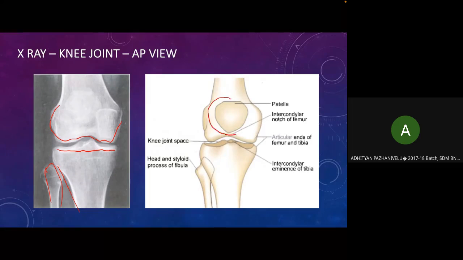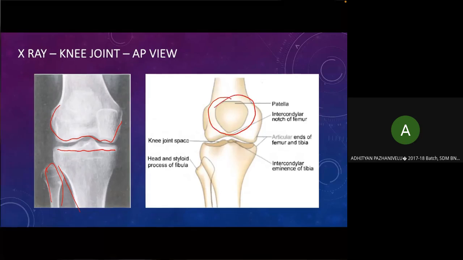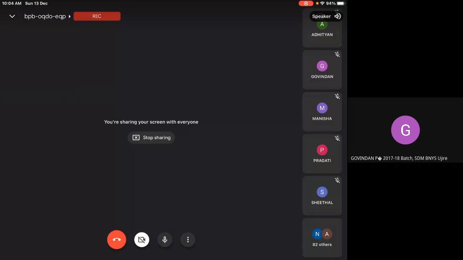This is the patella. Could someone tell me what type of bone the patella is? Do you know? Sesamoid bone, sir. Yeah, very nice. Why is it called a sesamoid bone? Because it is between the muscles. It is inserted in the muscle ligament. Yeah, correct. Anything that grows or forms inside a muscle or a soft tissue is known as a sesamoid bone.